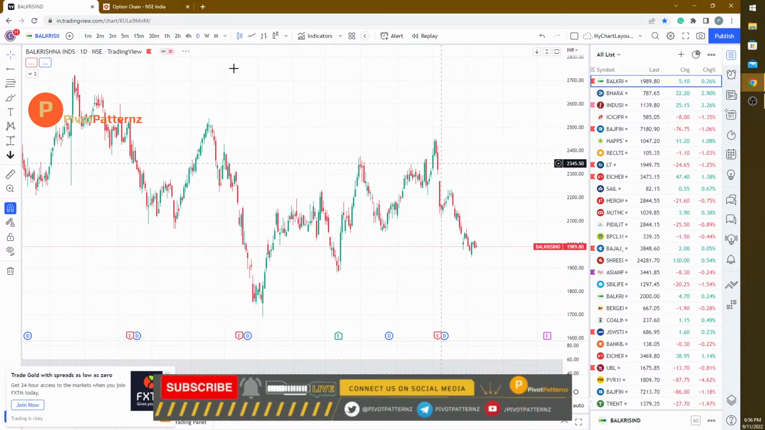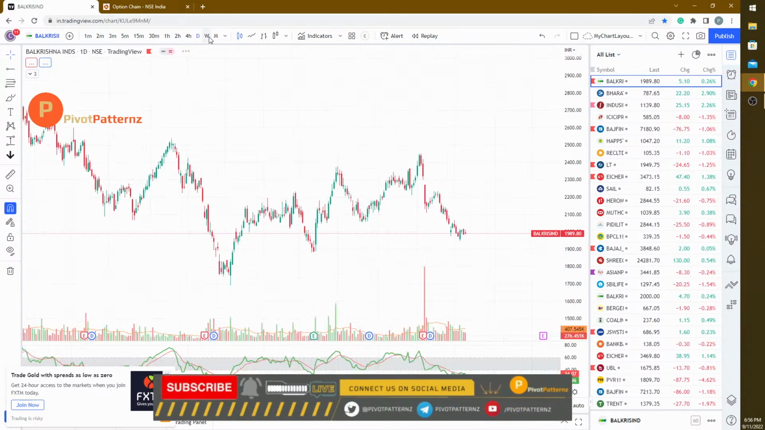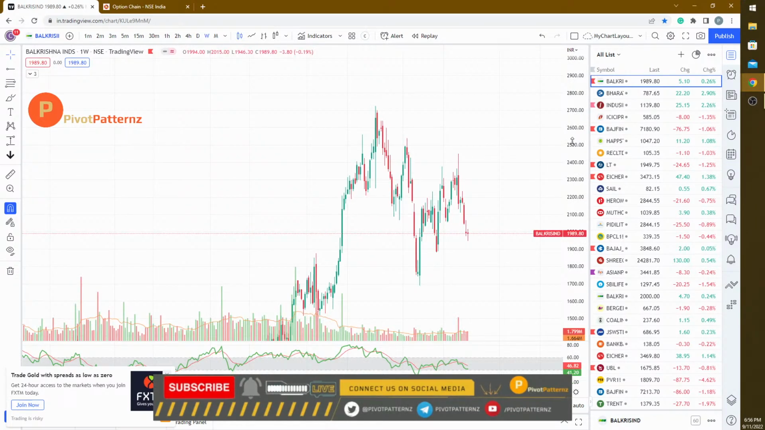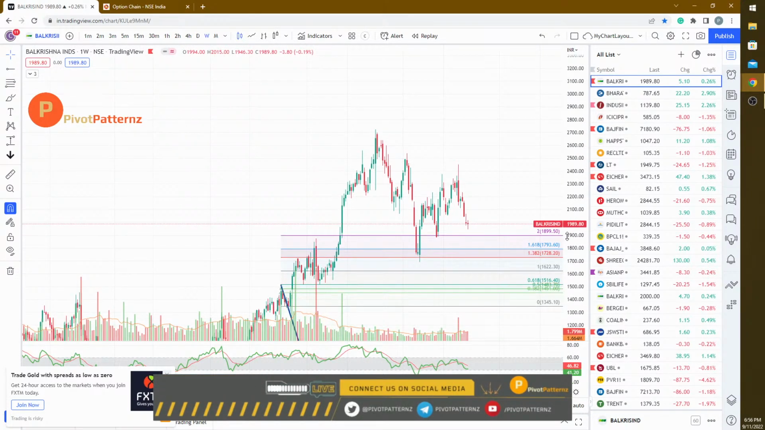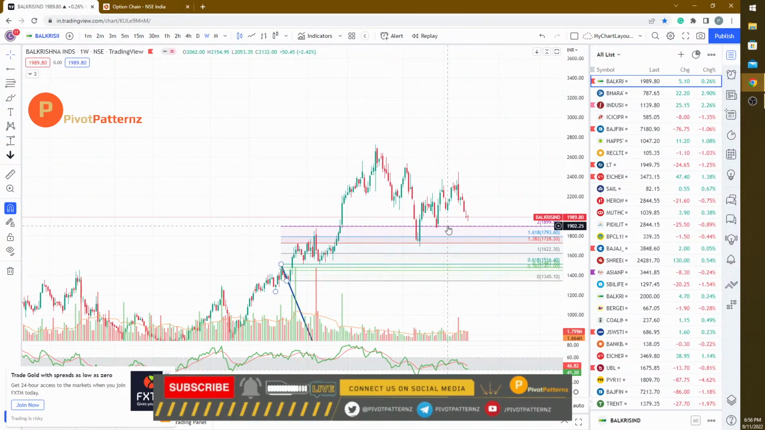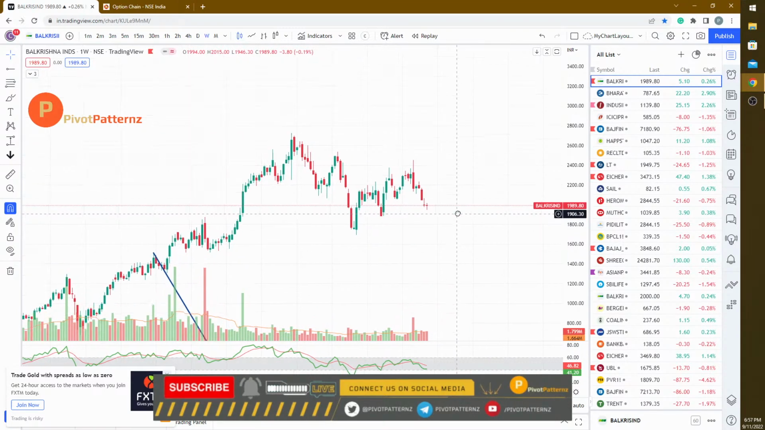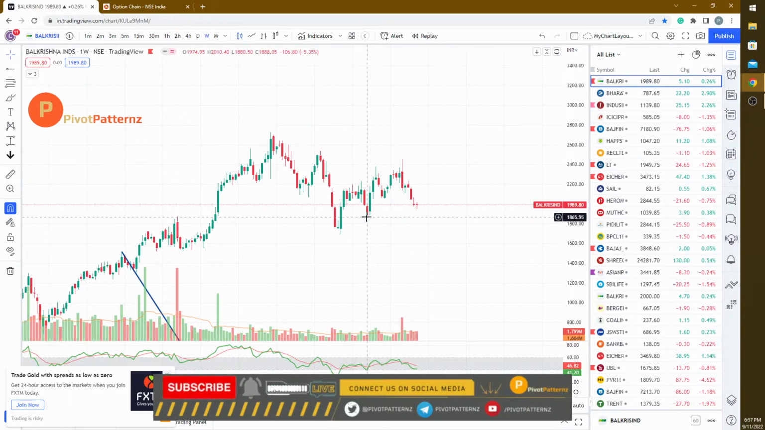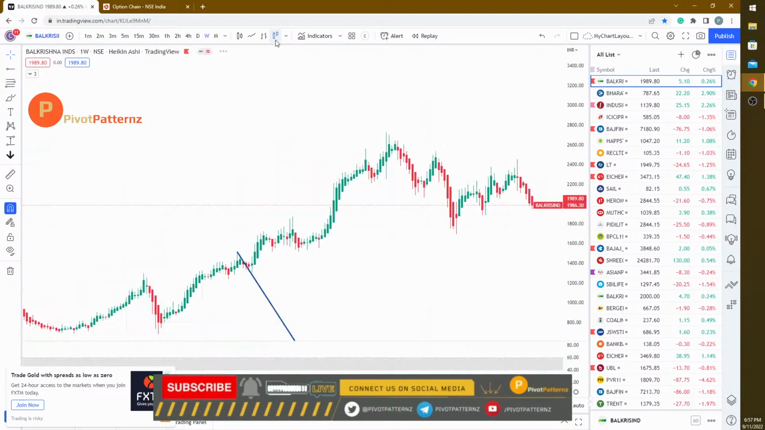Balakrishna Industries. Okay, let's see this on the weekly. I think I have marked so many things. Let's remove this. It was one of my trading setups, I guess. So you see that there is a neutral candle formed, but the thing is, one should wait. What I'll suggest is, I have one setup, I'll tell you.